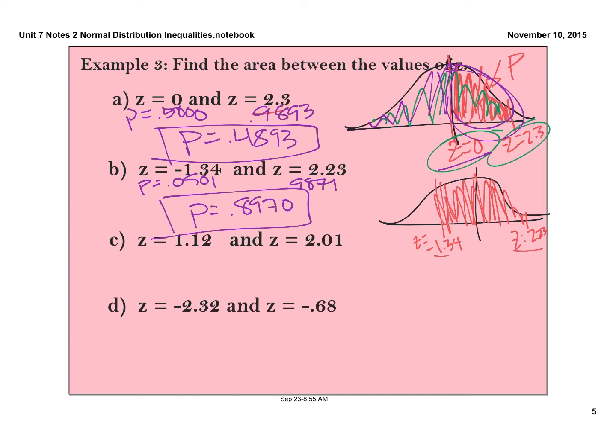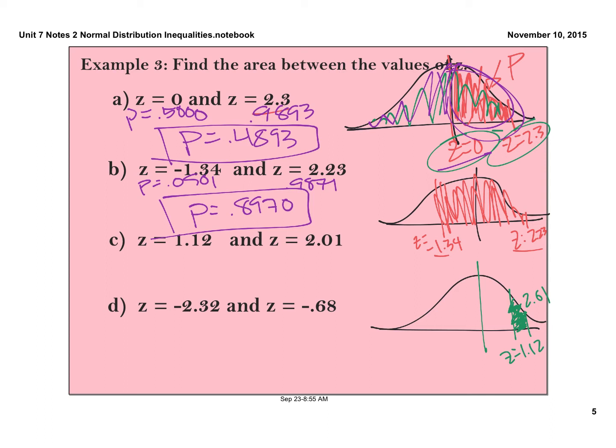All right, let's look at C. So I have 1.12 to 2.01. 1.12 is right, this is my middle. So 1.12 is right about there. And 2.01 is right about, just not that far above it. So I'm looking at a really small region right here. That green region that's between those two is pretty small. I don't expect a high probability here.